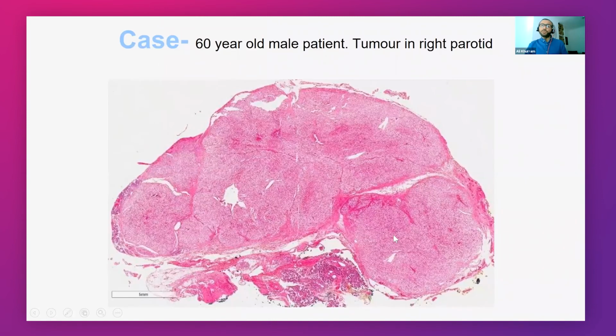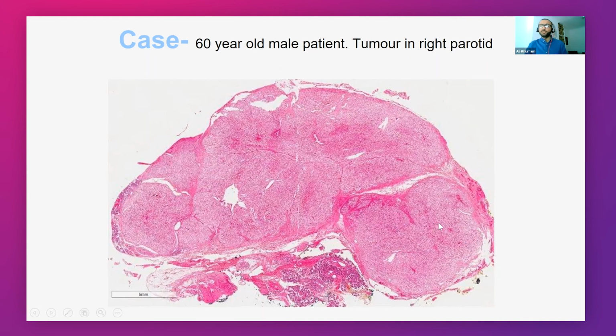The importance of expert opinion, I just thought I'll show you one or two examples. So this is a case that was sent to me by a very experienced pathologist for second opinion involving the parotid gland. Here is a little bit of the parotid tissue at the bottom, but the bulk of the specimen is this thing here that you can see. And there's a little fibrous capsule, as I was saying earlier, around it. It's like a little sheet around it.